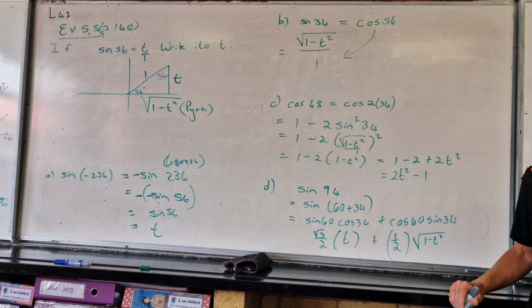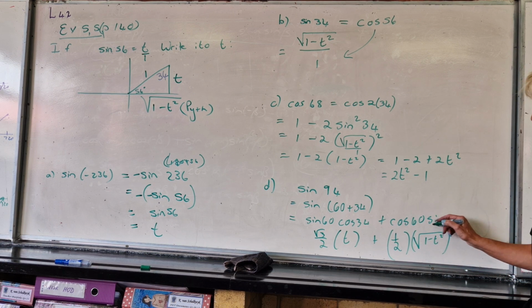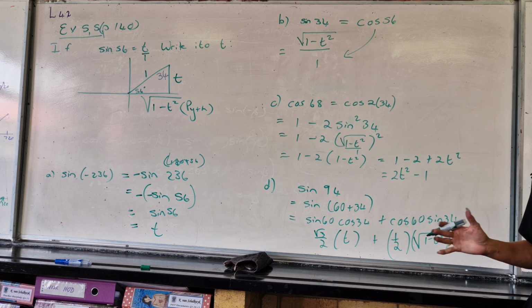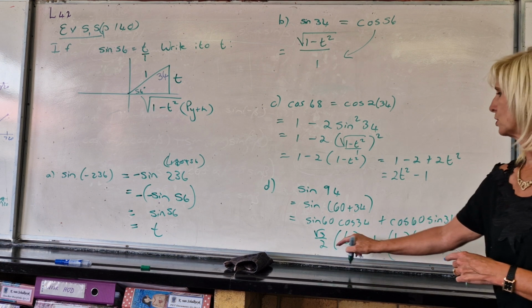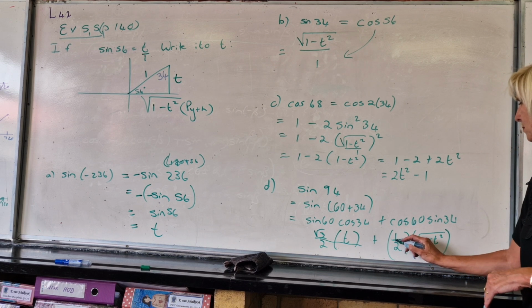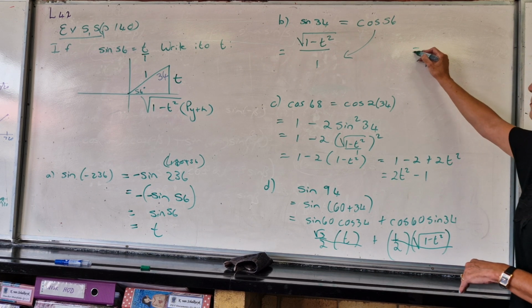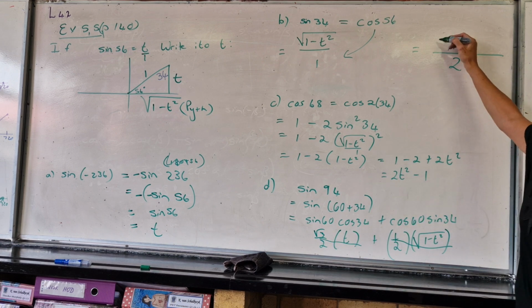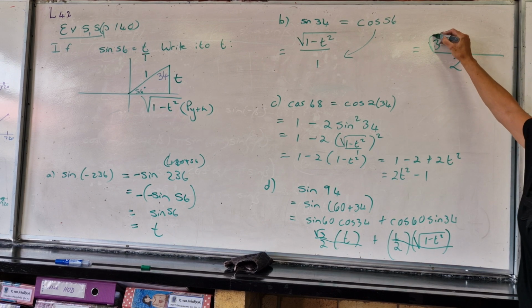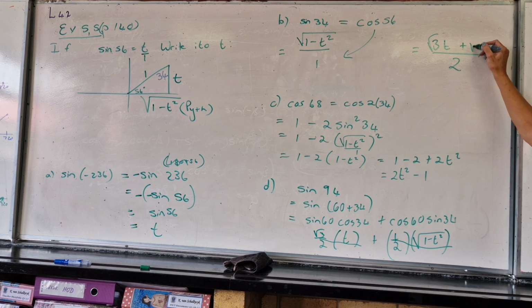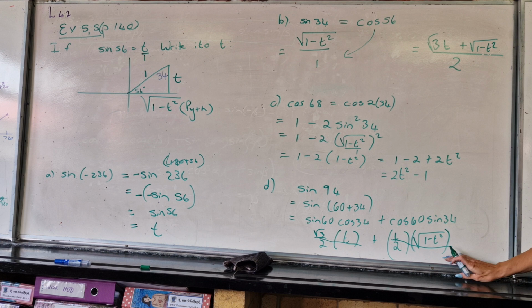Are you happy on that? We've just substituted it in. There's not much to do here other than put it all together. You can put them all on top of 2 and have root 3t at the top there, and we've got just that root 1 minus t squared also on 2.